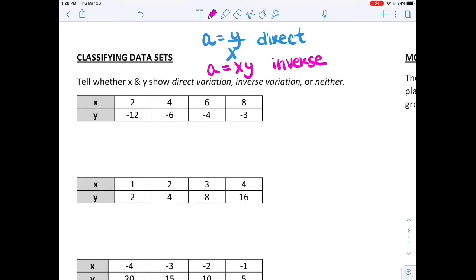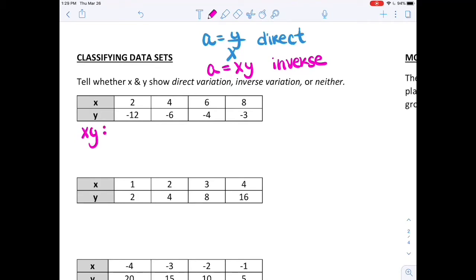So we're going to take these x and y values and figure out whether we have a direct or inverse or neither. So let's take a look at this first one. So let's go ahead and start with multiplying. So I'm going to use x times y and multiply across here.